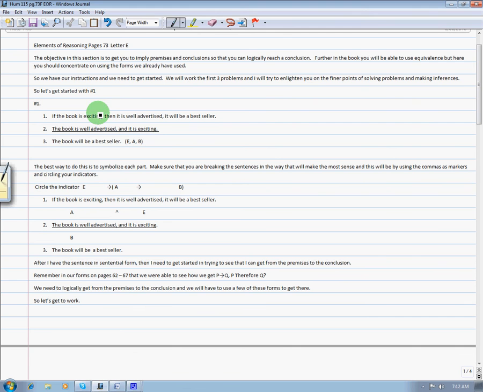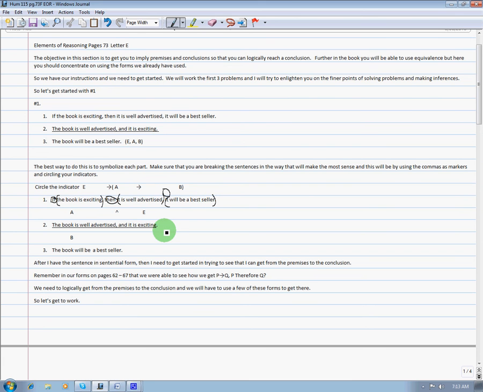So you're going to circle your indicator in number one, which is here. I need to circle if, and then I can put parentheses around the book is exciting. That way I know that I'm breaking everything up. Again, then, it is well advertised, it will be a bestseller. And actually, with this one, since I have the then, again, even though I don't have a then here, I have to assume that there's a then there.